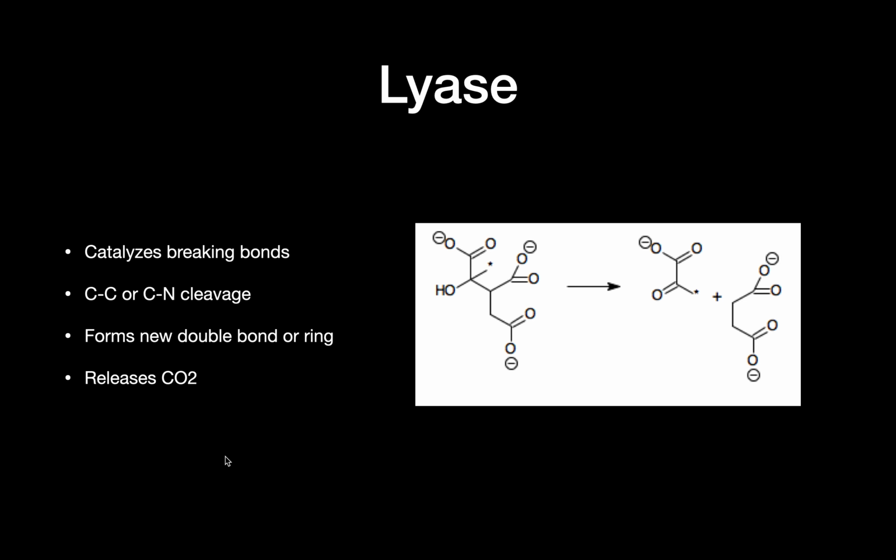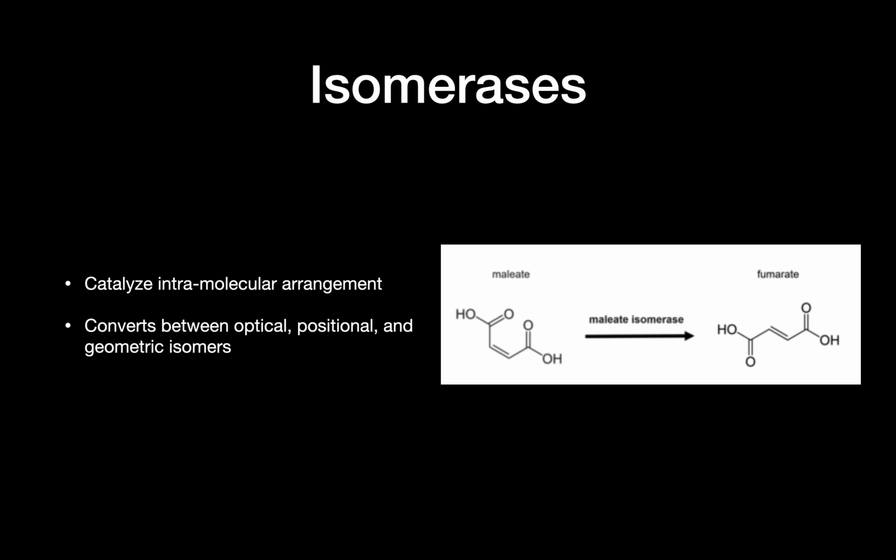Lyases catalyze breaking bonds. They break either the carbon-carbon bonds or the carbon-nitrogen bonds, and it forms either a new double bond or a ring, and it releases carbon dioxide as a side product. Isomerases catalyze intramolecular rearrangement, so it can convert between the optical, the positional, or the geometric isomers. As you can see here, this cis malate is turned into a trans form, and that is called fumarate.